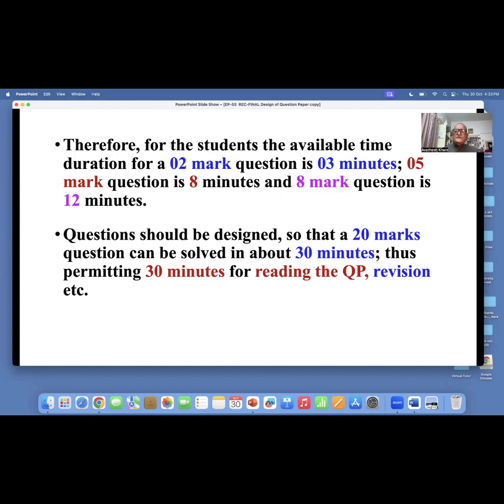Questions should be designed so that a 20-mark question can be solved by the students in about 30 minutes, thus permitting 30 minutes for reading the question paper and revision, etc.